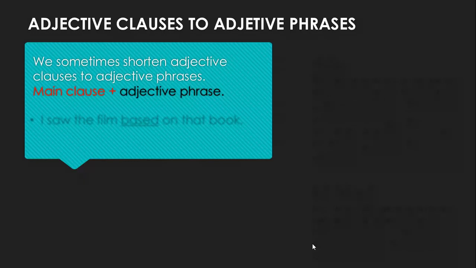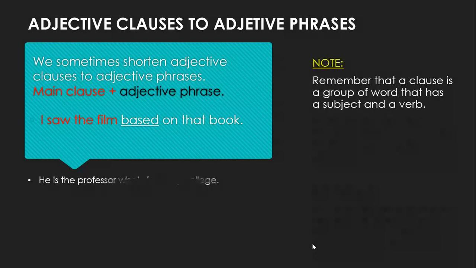Adjective clauses to adjective phrases. We sometimes shorten adjective clauses to adjective phrases. Main clause plus the adjective phrase. I saw the film based on that book.